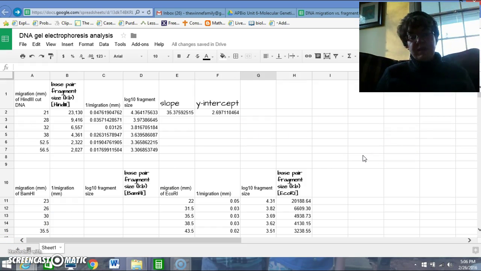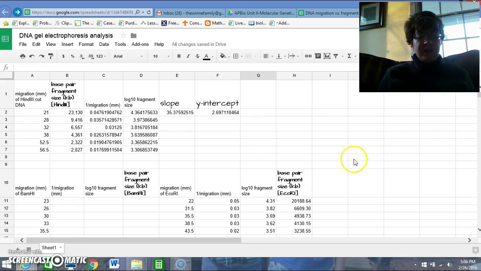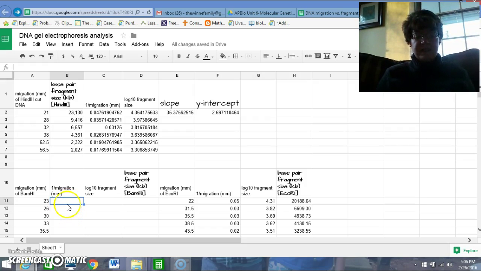Now that I know what my slope and y-intercept are, I can apply this to other gel electrophoresis of lambda DNA. This one was cut by BamHI, and so here are the 5 bands that we got. We went ahead and measured how many millimeters they were away from the well, and so again I need to go through the process of finding 1 over the migration.